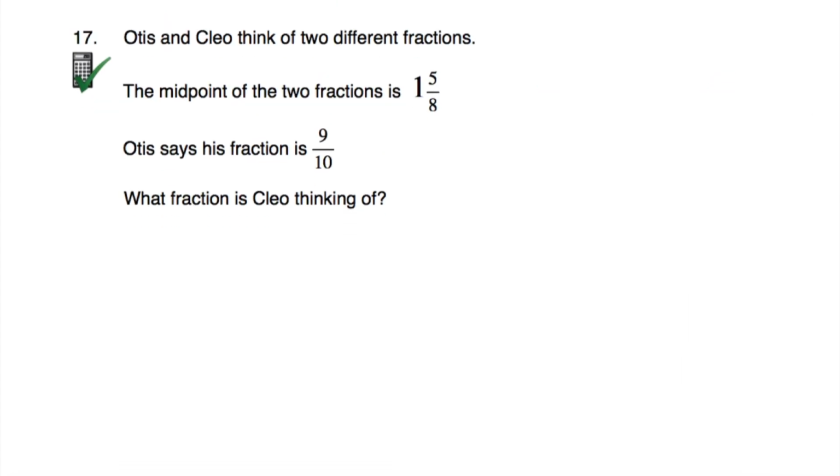Okay, let's have a look at our next question. So question number 17. Otis and Cleo think of two different fractions, and the midpoint of the two fractions is 1 and 5/8, and Otis says his fraction is 9/10. What fraction is Cleo thinking of?